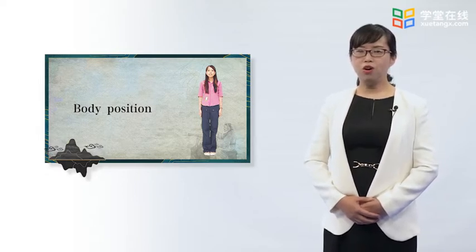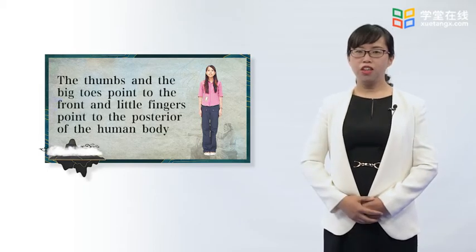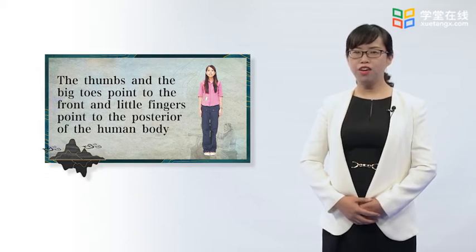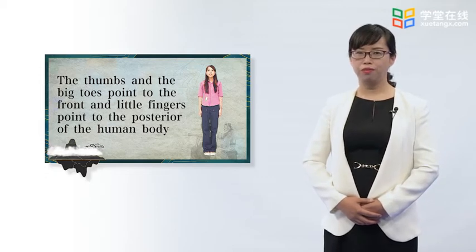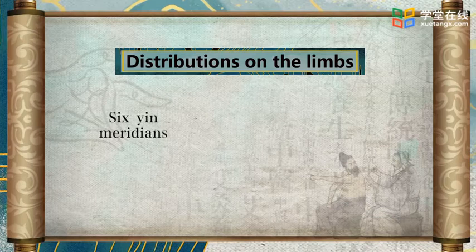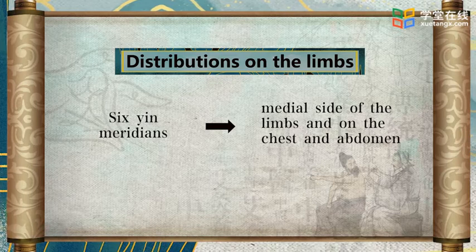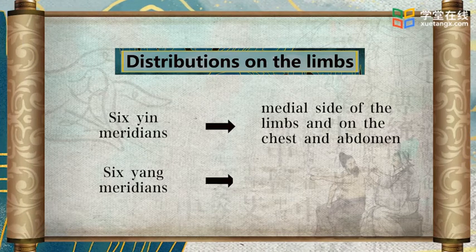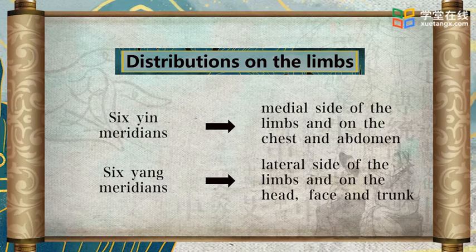The inner and outer sides of the limbs are determined by the body position as the picture shows. The thumbs and the big toes point to the front and little fingers point to the posterior of the human body. 6 yin meridians run along the inner side of the limbs and on the chest and abdomen. 6 yang meridians run along the outer side of the limbs and on the head, face, and trunk.